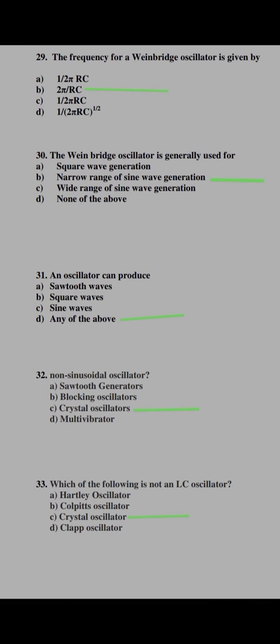Thirty-first, an oscillator can produce any of the above: sawtooth wave, square wave, sine wave, तीनों waves oscillator produce कर सकता है. 32, नॉन साइनोसोडल ऑसिलेटर. क्रिस्टल ऑसिलेटर एक ऐसा ऑसिलेटर है जो नॉन साइनोसोडल होता है. 33, which of the following is not an LC oscillator? Crystal oscillator LC oscillator नहीं है, बल्कि हार्टले, कॉल्पिट्स और क्लैप ऑसिलेटर LC ऑसिलेटर होते हैं.